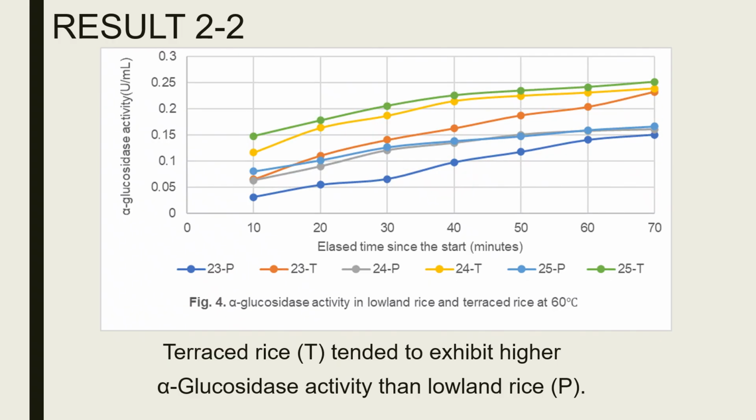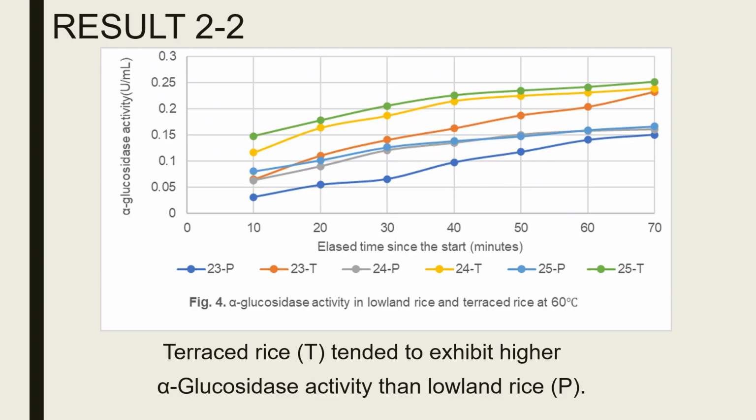Lowland rice and terraced rice harvested in the 2023-2025 harvest years were soaked at 60 degrees Celsius for 70 minutes. Alpha-glucosidase activity was measured every 10 minutes, 7 time points, with 3 replicates, and the mean values are presented in Fig 4. At 70 minutes, alpha-glucosidase activity at 60 degrees Celsius was higher in all samples than that at 40 degrees Celsius. Among the production years, terraced rice harvested in 2024 and 2025, 24T and 25T, showed relatively higher values.